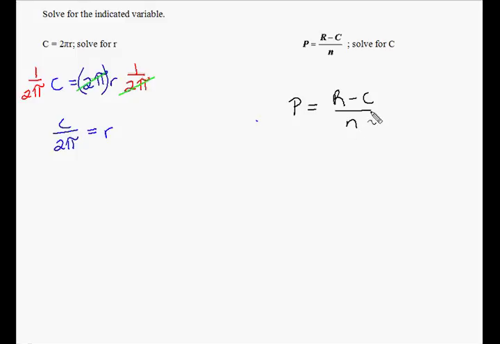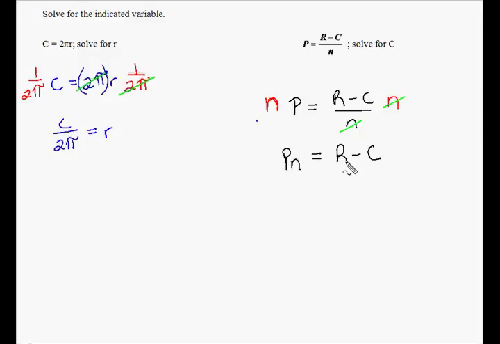Trying to get n alone, it's in the problem through this division, so I can multiply both sides by n. Again, I'm doing this so that I can reduce and try to get c alone. We now have Pn equals r minus c. And since this is multiplication, the commutative property says multiplying either way is the same thing. I still need to get c alone.